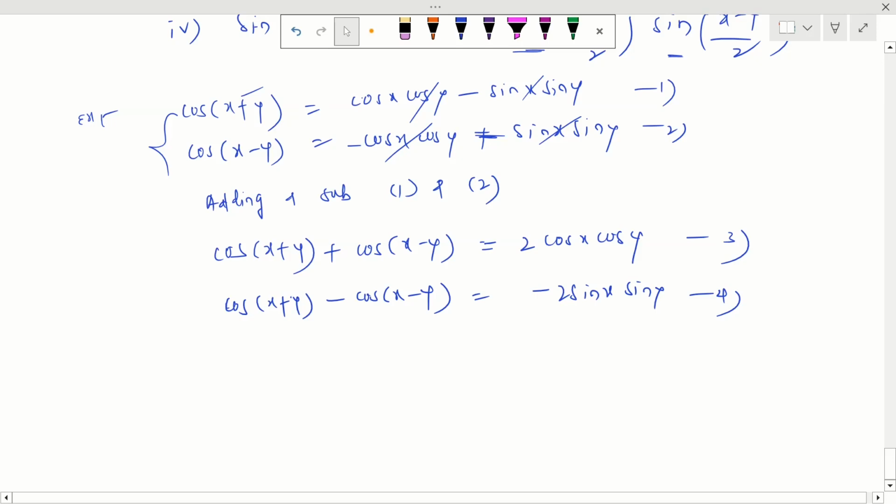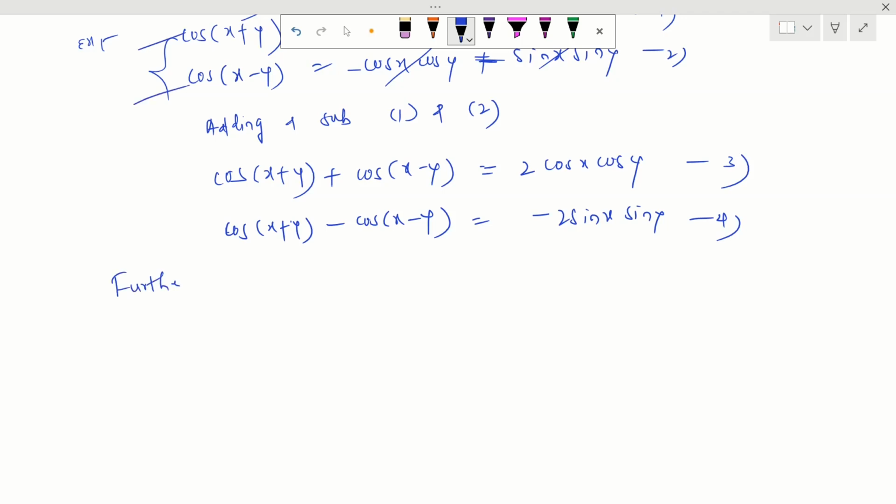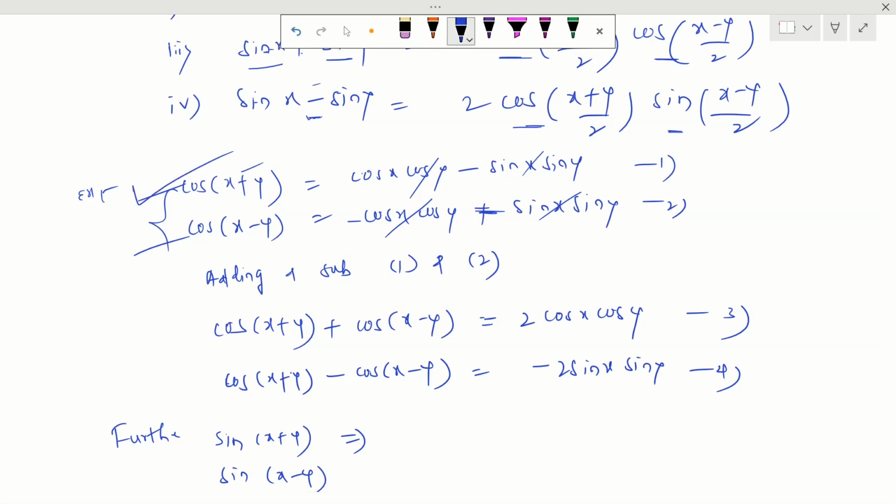Further, we have written the equations for cos x and cos y. Now we have to write the equations of sine of x plus y and sine of x minus y. These formulas we know, right? So here I have written two formulas: cos of x plus y and cos of x minus y. Adding these two equations I get this term, and by subtracting them I get this term.